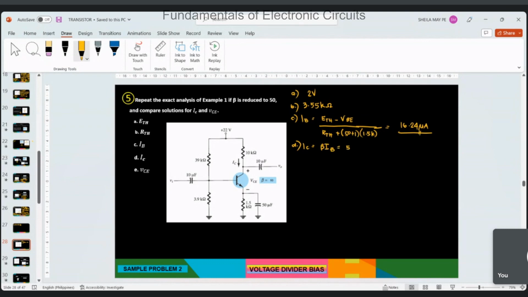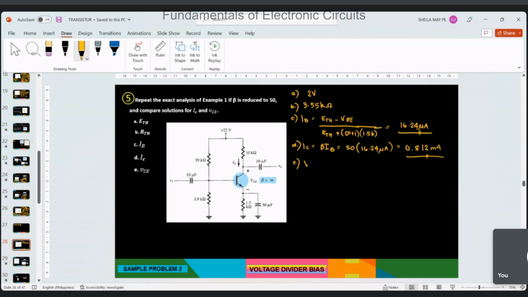So for letter D, we see that IC is beta times IB. So that would be 50 multiplied by 16.24 micro, so that would be 0.8012 milliamperes.